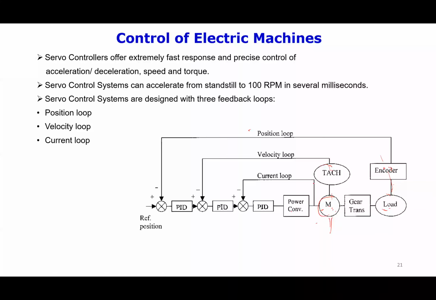Then we have the current loop. Current loop is faster when compared to the velocity loop, and velocity loop is faster when compared to the position loop. The slowest signal loop has to be the outer loop, and then the inner loop, then the further inner loop, depending on the speed. For example, current is faster. That's why it is the innermost loop. So servo controllers offer extremely fast response and precise control of acceleration, deceleration, speed, and torque. So they are designed with position loop, velocity loop, and current loop.